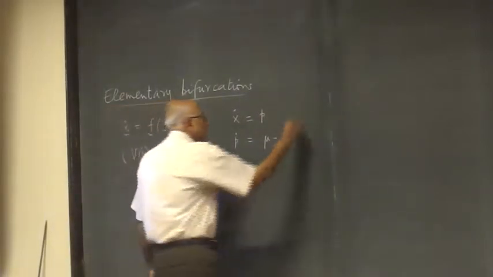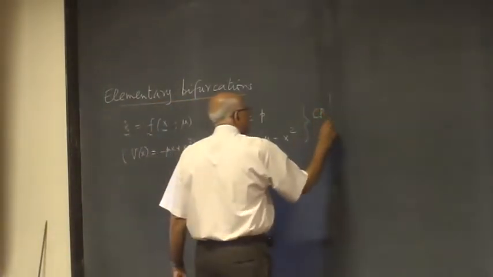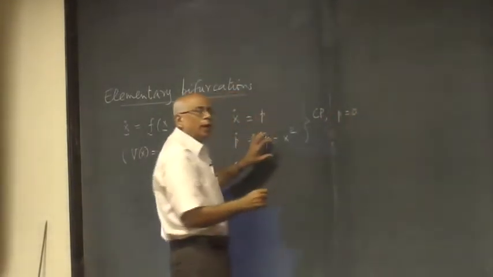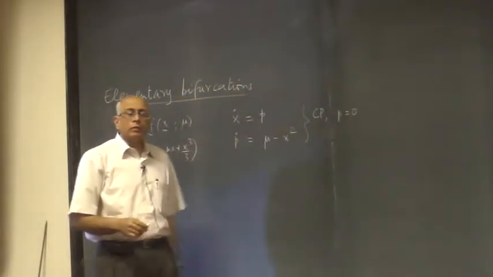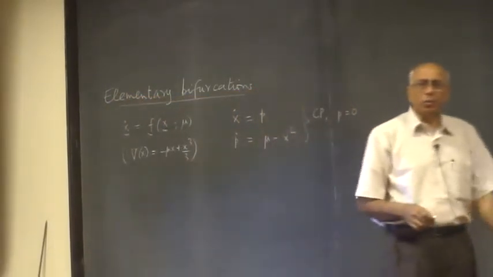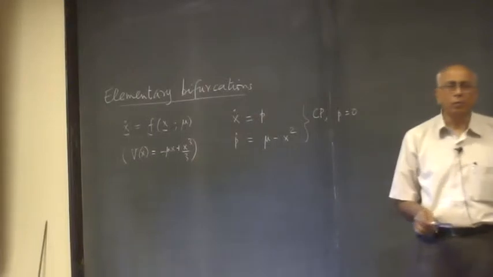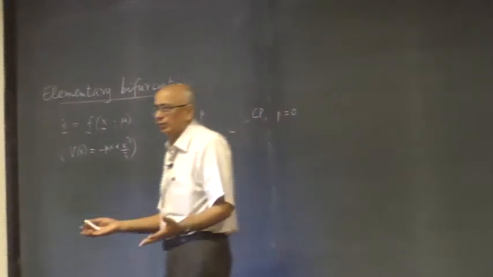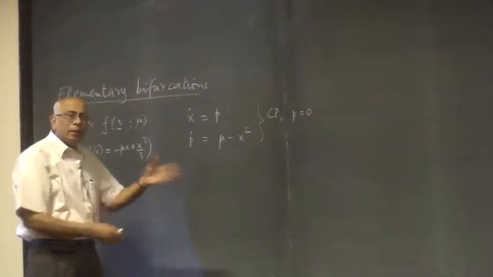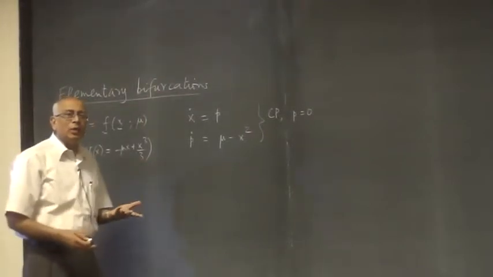So the critical points clearly are at p equal to 0, this must be 0, and mu equal to x squared, which of course has no roots if mu is negative, but has roots, two roots, plus or minus square root of mu, if mu is positive, and that's how the bifurcation occurs. Okay. Instead of writing that, let me draw the picture for v, and you'll see immediately what happens.